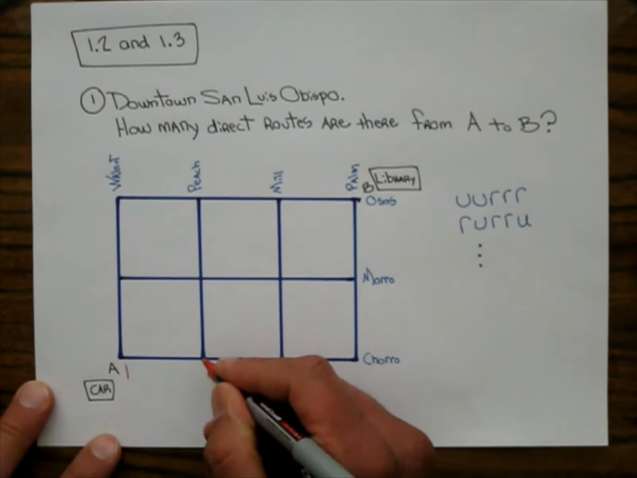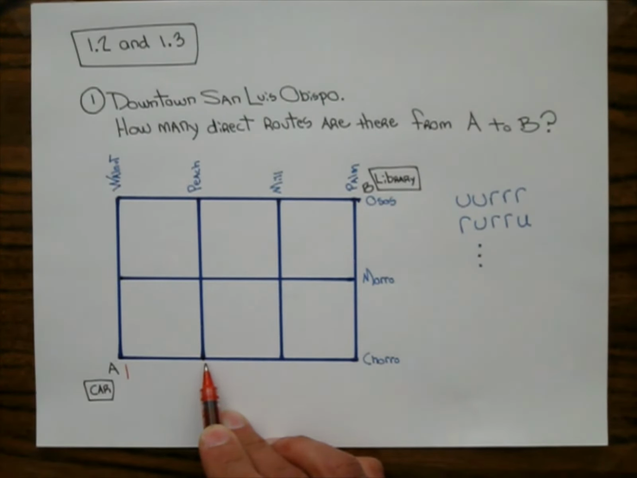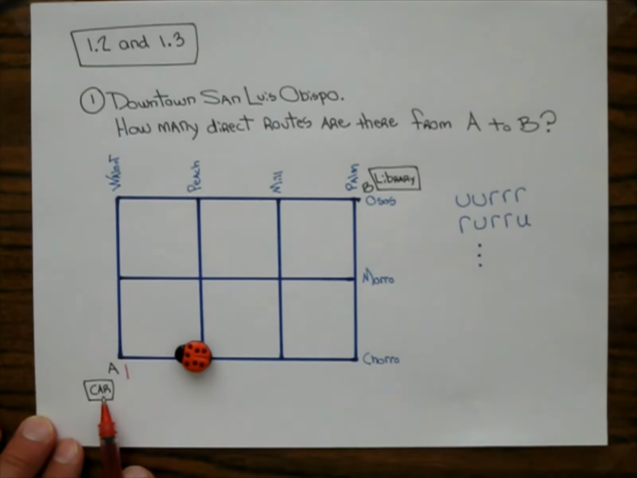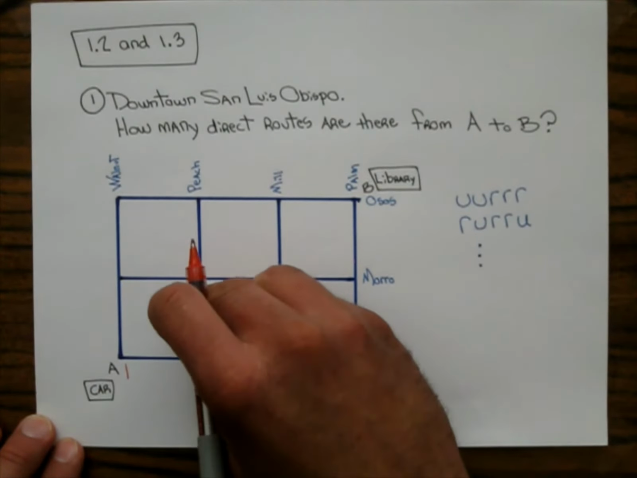Now suppose the library was right here. Suppose the library was right there. I'll put a bug there that we're looking at. How many ways can you walk from your car to this bug? Direct routes. Well, there's just one way. You just go that way. So I'm going to put a 1 there.